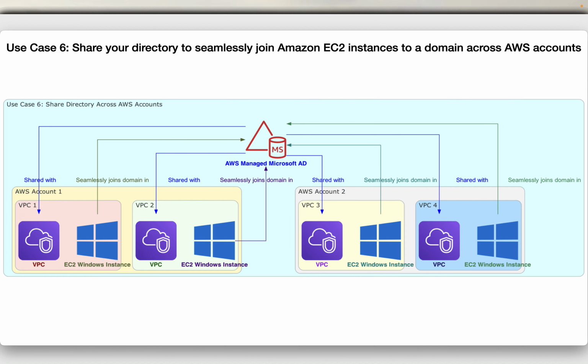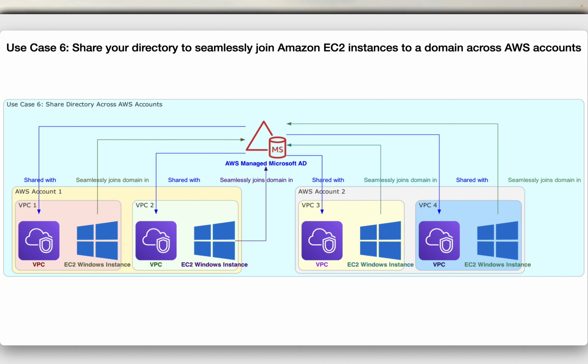And use case number 6, you can share your directory to seamlessly join Amazon EC2 instances to a domain across AWS accounts. So this is between multiple accounts, so you have to do it only once. So let's say you are in AWS account 1 and you have VPC 1, VPC 2. And then you have another AWS account, and let's say it has its own VPC 3, VPC 4, and it has a bunch of, let's say, EC2 Windows instances.